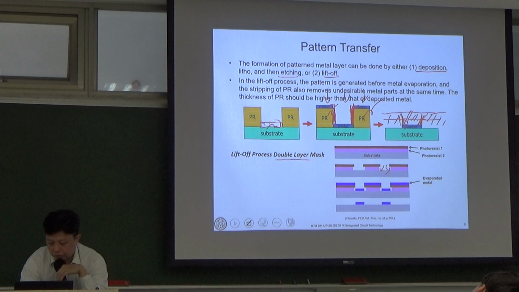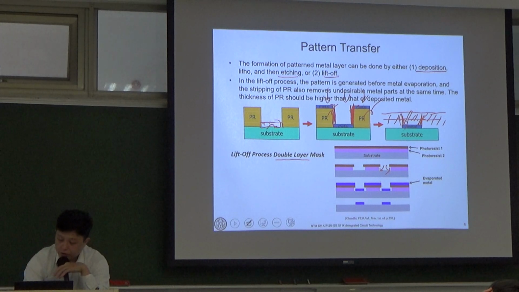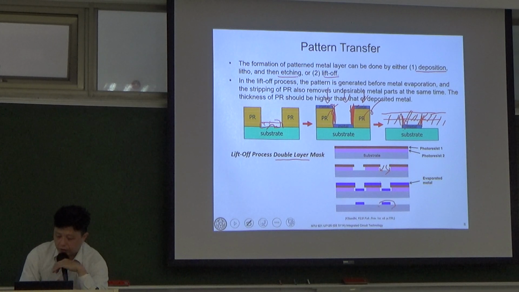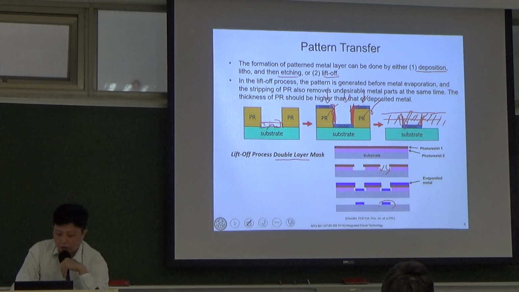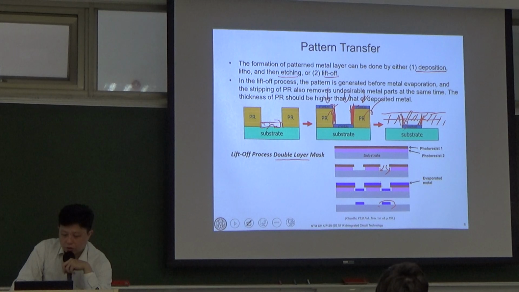This undercut can prevent this rabbit ear from happening, because you won't see the metal connect, since there's a gap in between, right? So when you do the lift-off, you have a better result, because the shape pattern is better. Okay, that's what we call a bilayer or double layer process. Okay, that's the lift-off process.